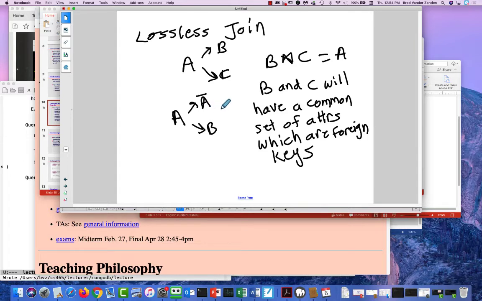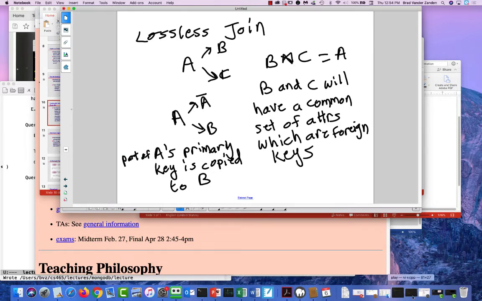So whatever is A's primary key is copied to B, along with some other attributes, or part of, I should say, actually, as we'll see, part of A's primary key is copied to B, typically. So that's going to give us this lossless join. Questions about that?